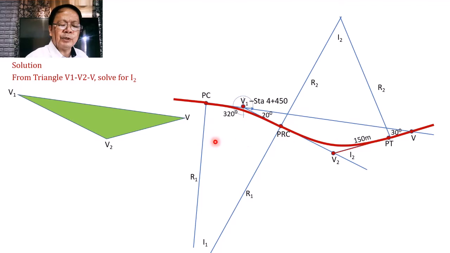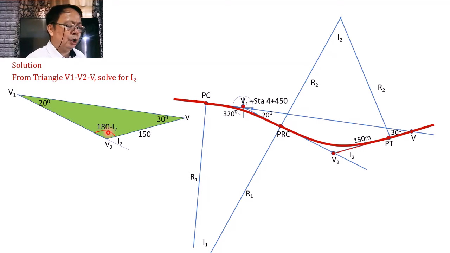This distance 150 is equal to this magnitude. You have 20 here, therefore this is also equal to 20. This angle is 30, therefore you have 30 here, and this angle will be equal to I sub 2, which is equal to this angle I sub 2. This angle being supplement to I sub 2, therefore this angle will be equal to 180 minus I sub 2.